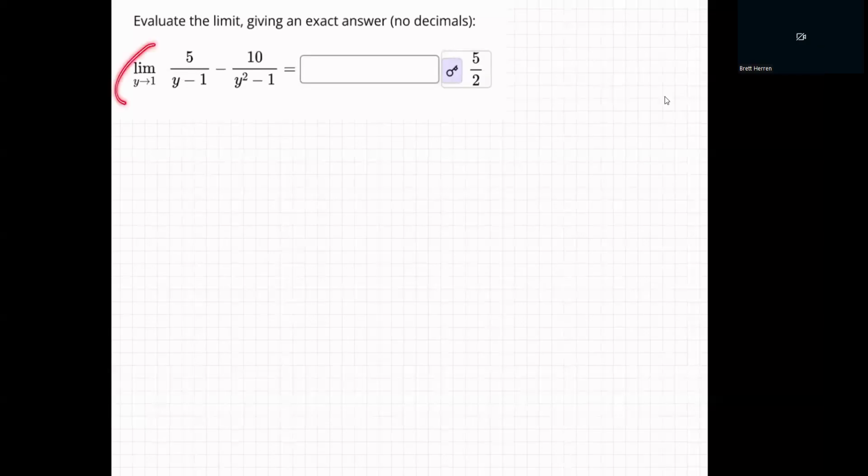Okay, so in this example, we're taking the limit as y goes to 1 of this couple of fractions. If we just try to plug in the 1 right there and there, it's not going to work because that would be 5 over 0 minus 10 over 0. And so those are both just infinity.